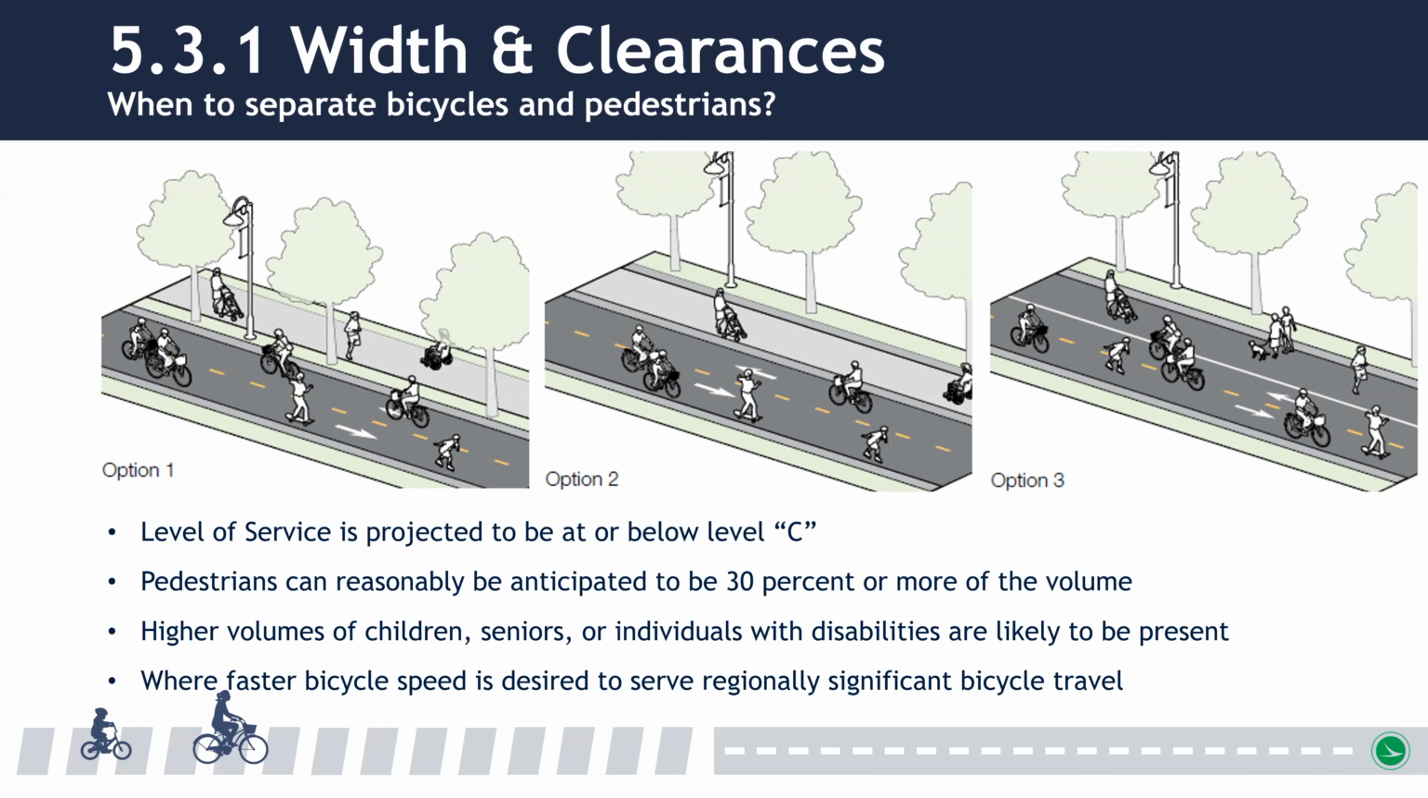C, pedestrians can reasonably be anticipated to be 30% or more of the volume of trail users, higher volumes of children, seniors, or individuals with disabilities are likely to be present, or where faster bicycle speeds are desired to serve regionally significant bicycle travel. Where it's necessary to separate bicyclists from other users, such as pedestrians, there are 3 strategies you consider.